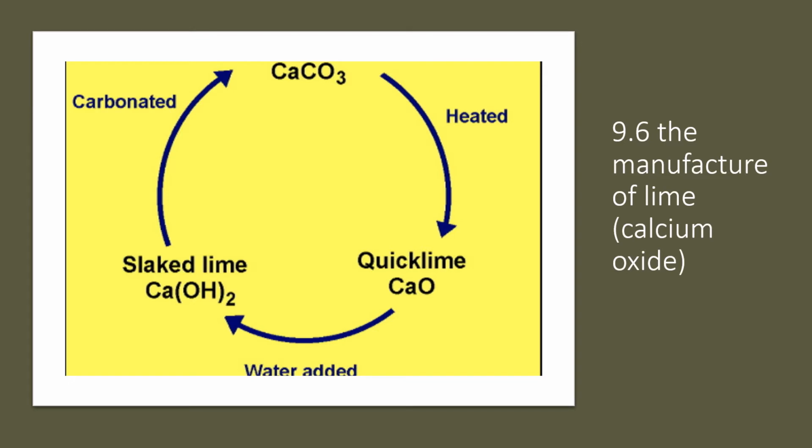Continue with the manufacture of lime, or calcium oxide, CaO. The CaO we get from CaCO3 that is heated to produce CaO and CO2. The CaO then reacts with water to produce Ca(OH)2.